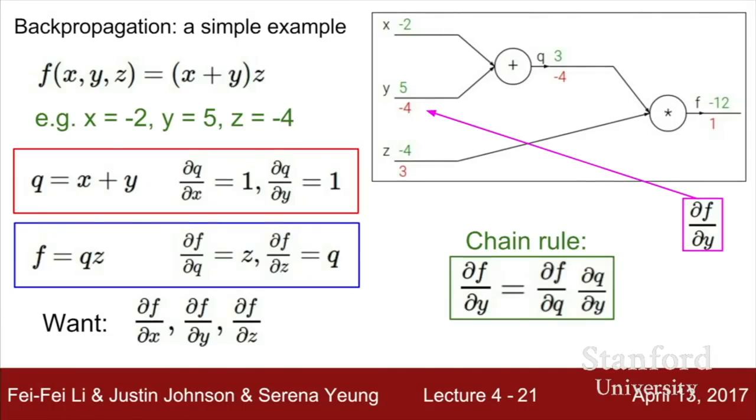This is the effect. And so what this is doing is saying, if I change y by a little bit, the effect of y on q is going to be 1, and then the effect of q on f is going to be approximately a factor of -4, right? So then we multiply these together, and we get that the effect of y on f is going to be -4.